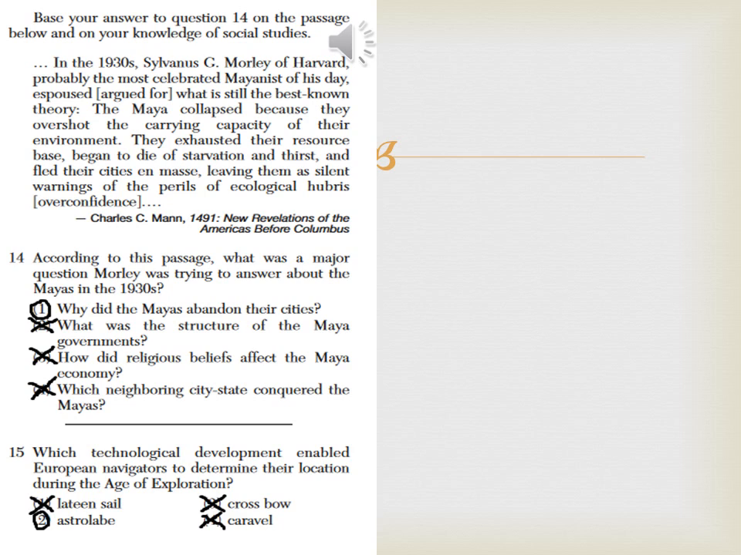Which technological development enabled European navigators to determine their location during the Age of Exploration? Aha, the Age of Exploration. That's when Europeans started to explore beyond their shores, create colonies, extend their spheres of influence. Of course it's the astrolabe. It's a very easy question because it's the only tool that's used for navigation. So sometimes you're going to get these types of easy questions. Let's move on.